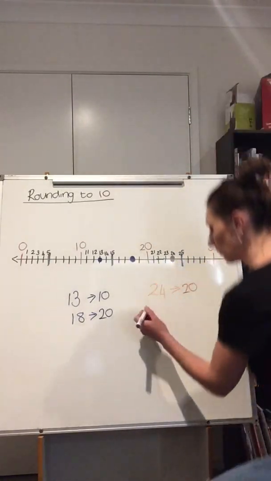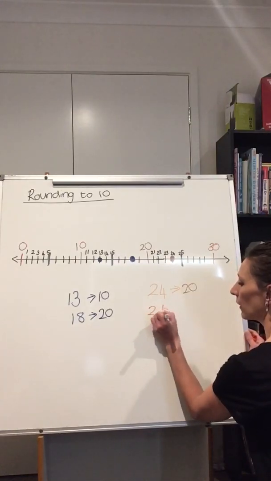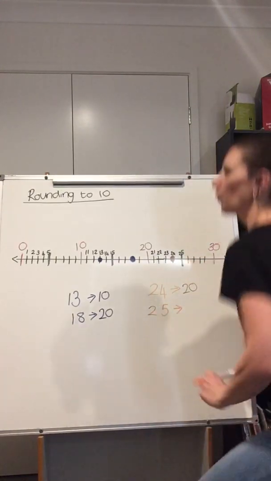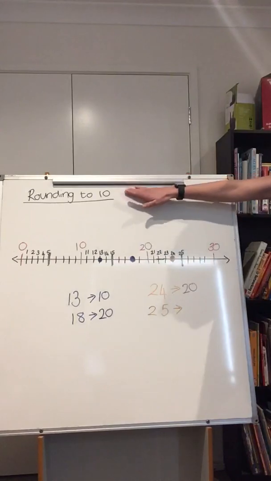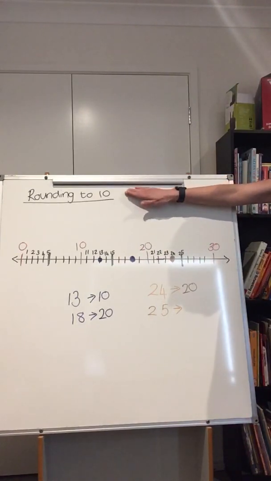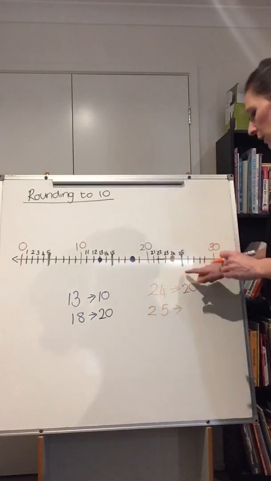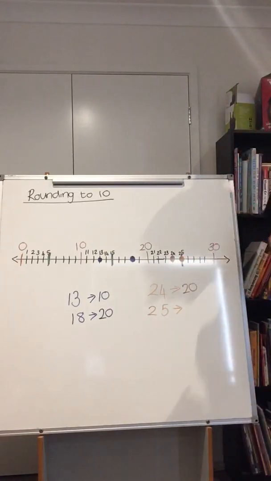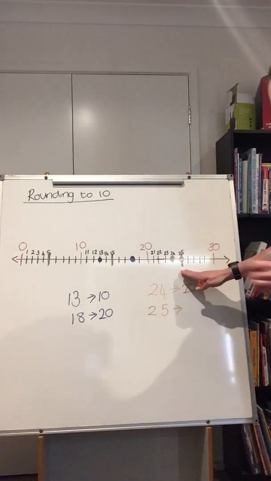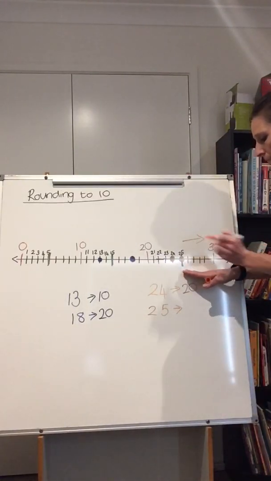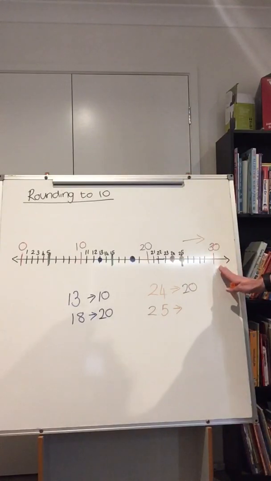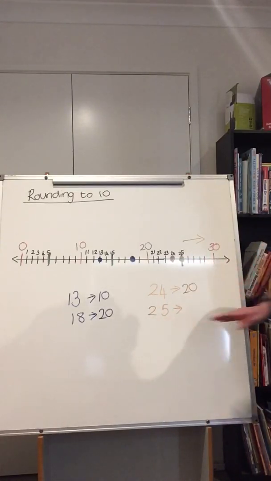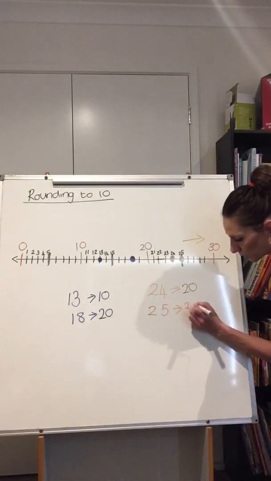If I had the number 25 and I wanted to round to the nearest 10, what would I do? Because I know 25 is sitting on the halfway mark. Well, anything on the halfway mark always goes to the next 10. So the nearest 10 for 25 would be 30.